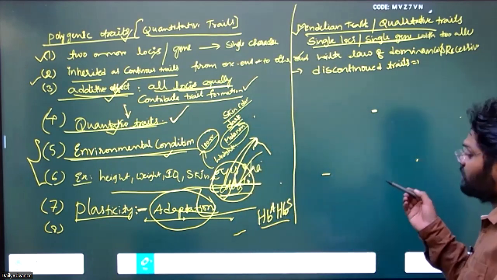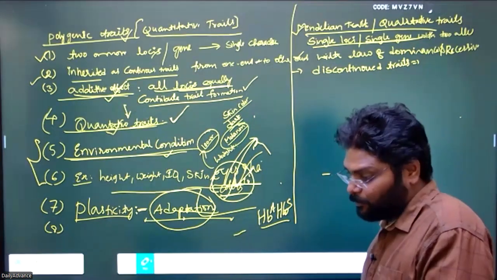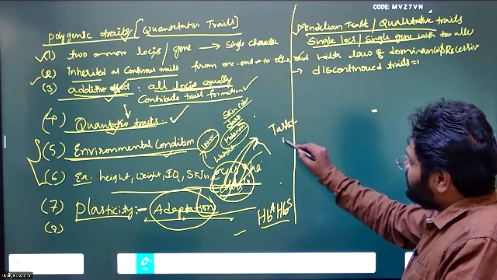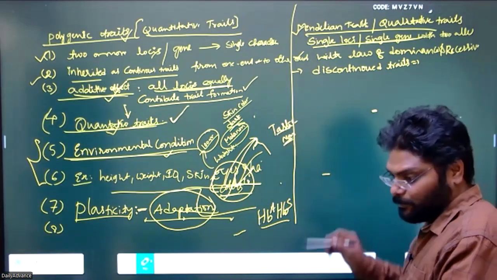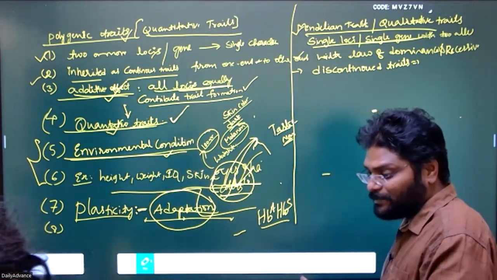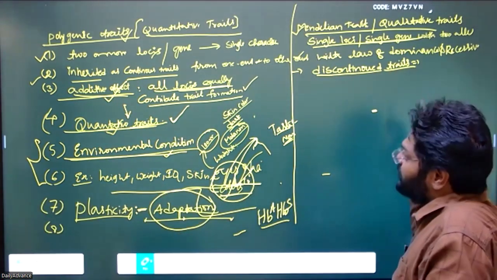So a child born to a couple, taster and non-taster, these are all the couples. The child must be either taster or non-taster. Intermediate is never possible. Understand? That's why we call it a discontinuous trait.